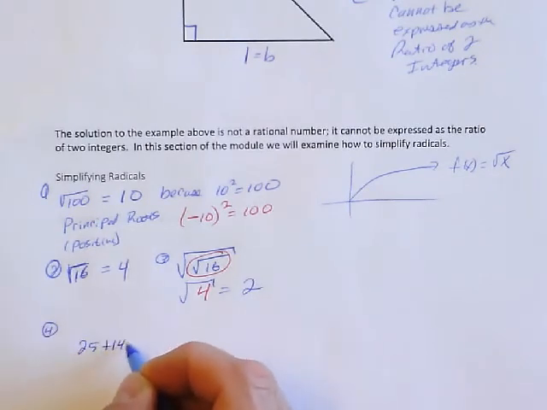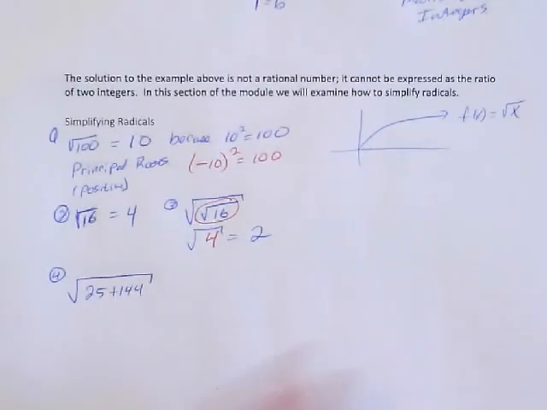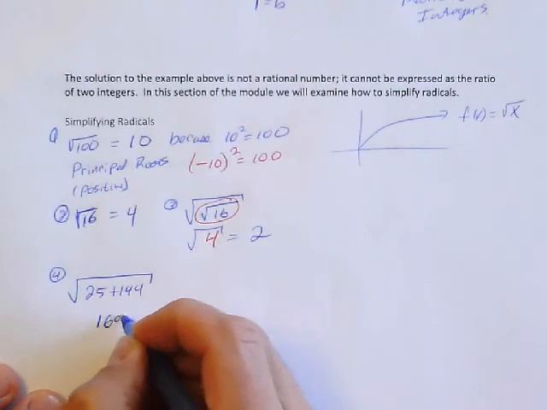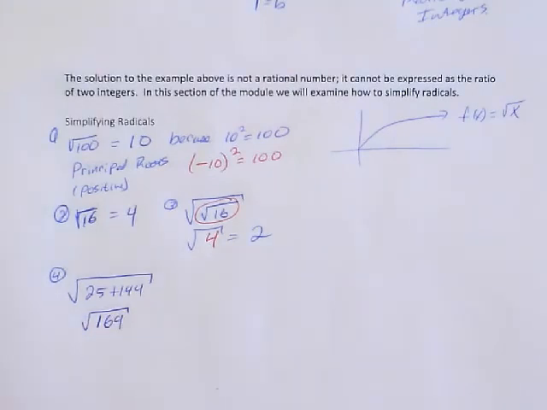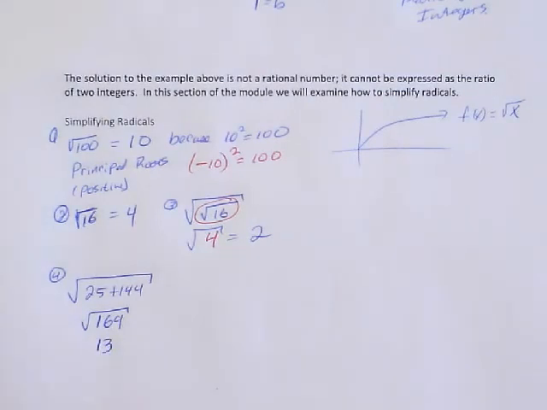Let's look at 25 plus 144, and we're going to take the square root of that whole thing. Now, according to our order of operations that we talked about in the last video, we would add the 25 and the 144 first. 169 is the square root. We're going to take the square root of 169. Square root of 169 is 13.